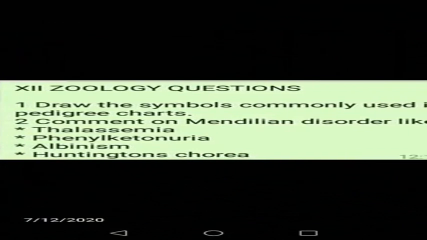So today's questions are, just go through: draw the symbols commonly used in a pedigree chart, and comment on Mendelian disorders like thalassemia, phenylketonuria, albinism and Huntington's chorea. If you have any doubt, you can contact me.